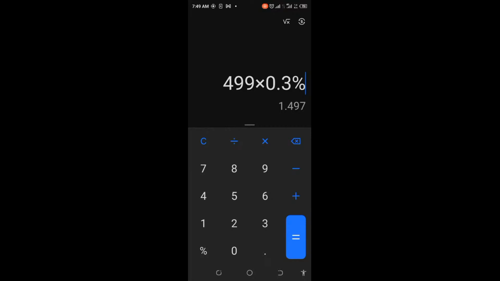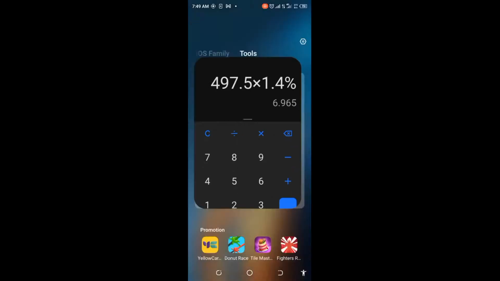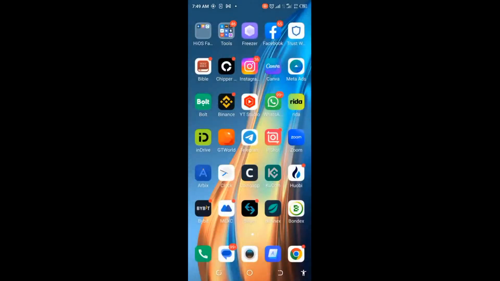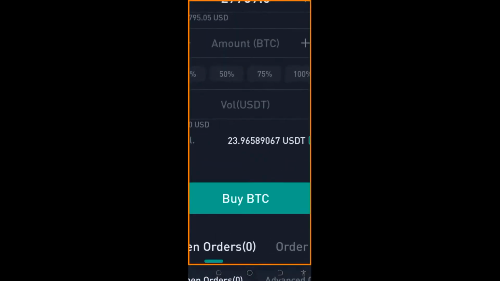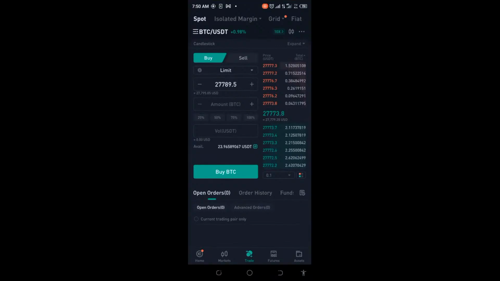So let me remove that again. I'm just doing this so that you'll see, if you're using a bigger capital, what you will get. So 1.5. So let's assume that what was left is $497.5. Let's multiply by 1.4%. We'll make about $7 on a $500 capital. So that's what I'm trying to bring out to you now. Of course, I'm intentionally showing you this with a smaller capital so that if we can make profit with this amount, obviously making profit with a bigger amount is guaranteed.